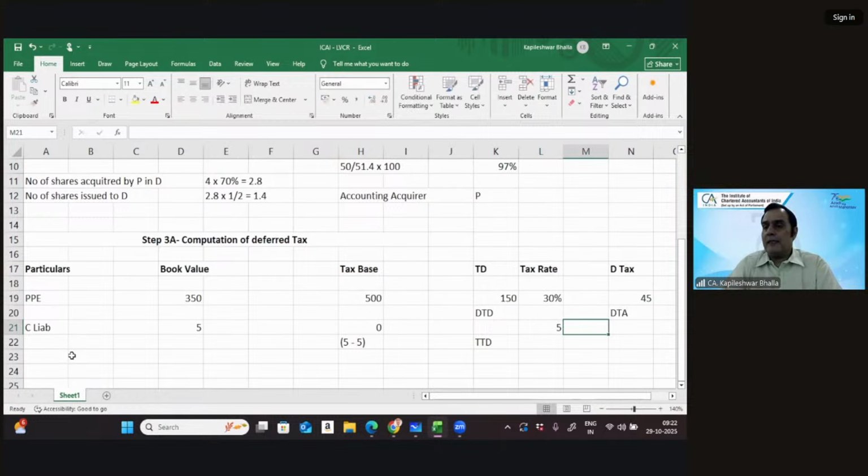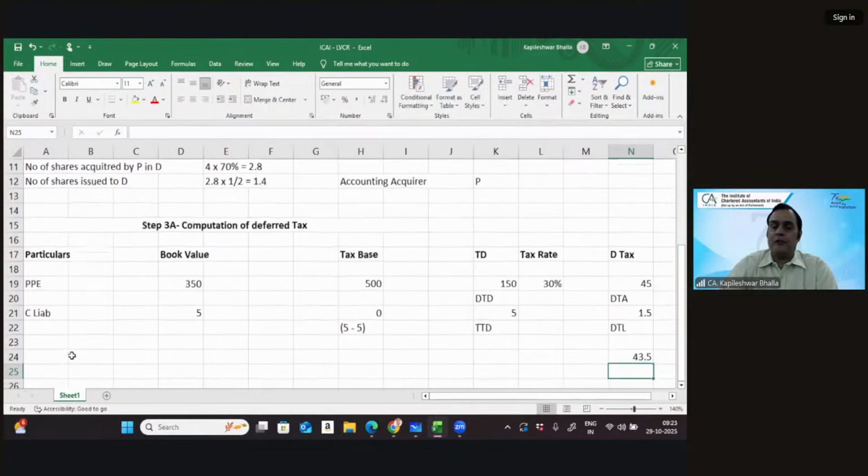And again, we apply a tax rate, which is 30%. That I think comes to 1.5, and this is going to be DTL. So I think we should now be able to get the net figures. 45 minus 1.5, we can say the net figure works out at 43.5. That is the net deferred tax asset which needs to be created.